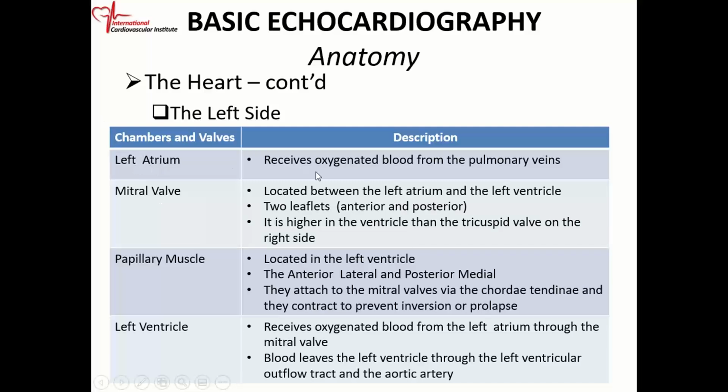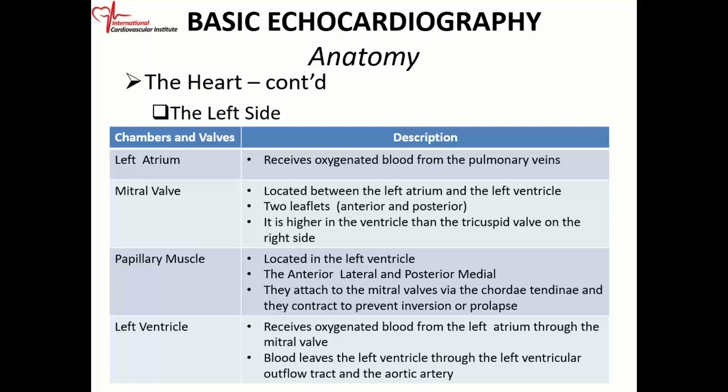So the left atrium is going to receive oxygenated blood from the pulmonary veins. The mitral valve, which is located between the left atrium and the left ventricle, has 2 leaflets. You have an anterior and posterior leaflet. So mitral valve, 2 leaflets, anterior and posterior. Very important because in echo, you have to look at them. You have to identify them. You have to see what they're doing.